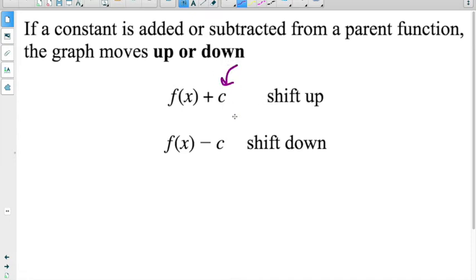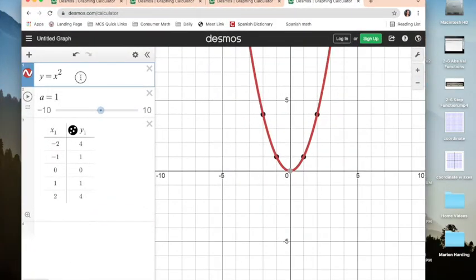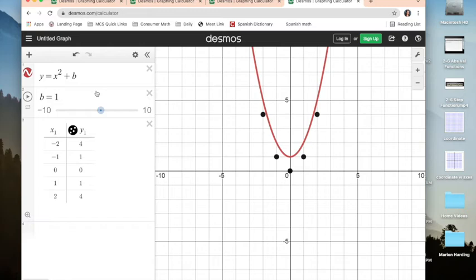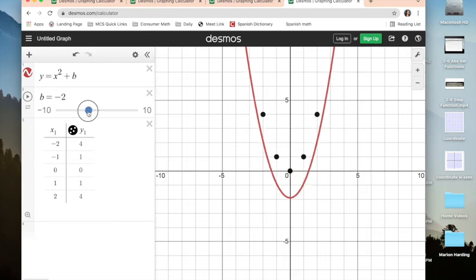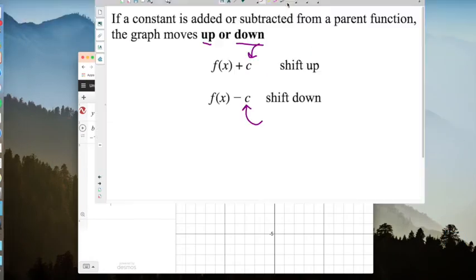If I have a number that is being added or subtracted outside of my parent function, that means we're going to move up or down. Okay, so think about if I want to play with my quadratic graph, if I'm going to add a number out here. If that number is 0, I'm at my parent function. If I increase that number to a positive number, notice my parabola is just moving up the axis. If I move it down to a negative number, it means we're moving down. Okay, so that's all it means when we're adding a number outside the parent function, we're moving up and down.